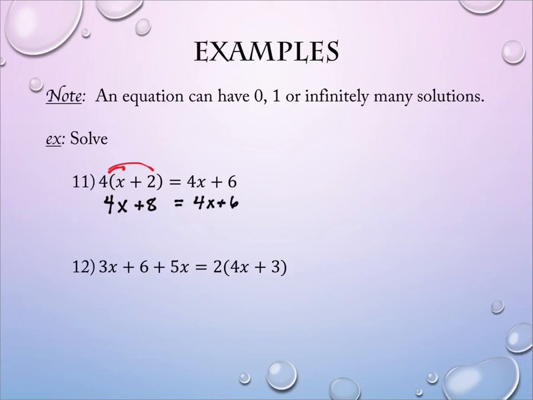What might you do next? Combine like terms. Which terms would you like to combine? 4x plus 4x. Okay. 4x minus 4x. All right. So I could subtract 4x to shift the 4x's and combine them. That cancels this out. It cancels this out. And now I have 8 equals 6.